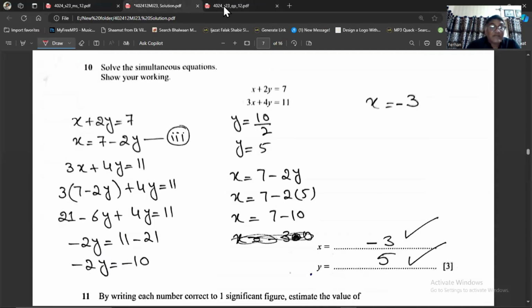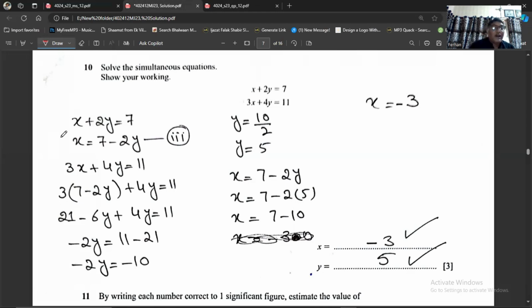And the other method can be from the first equation, find the value of x in terms of y, and then substitute it into the second equation. Okay, so I'm going to do this method. So x plus 2y is equal to 7. So x will be equal to 7 minus 2y. Let me call it the third equation. Then I will take the second equation, which was 3x plus 4y equals 11. In the place of x, I will substitute 7 minus 2y. So you will have 3 bracket start, 7 minus 2y bracket close, plus 4y is equal to 11.